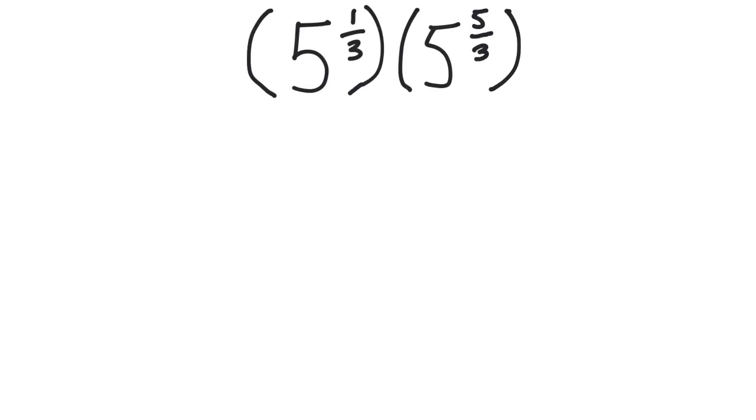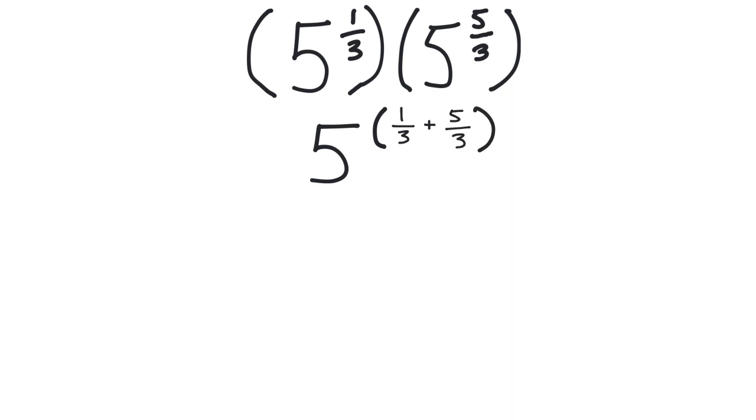So here we have two powers with the same base being multiplied together, so we can use our exponent laws to simplify. And what we're going to do is end up adding the exponents together. Both bases are 5, so we can add 1/3 to 5/3 and get a new exponent. What I have now simplified is 5 to the power of 1/3 plus 5/3.